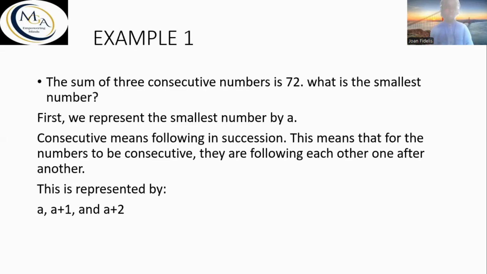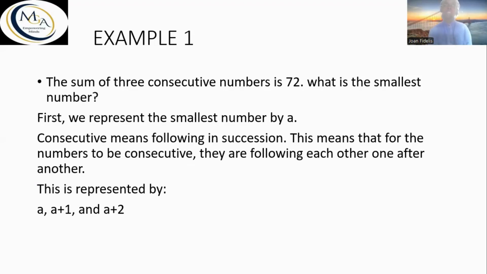So example one: the sum of three consecutive numbers is 72. What is the smallest number? So this is pretty simple. First of all, we need to represent that number with a letter. You can choose any letter you want, but for this lesson, we're using letter A. So we represent the smallest number by A.